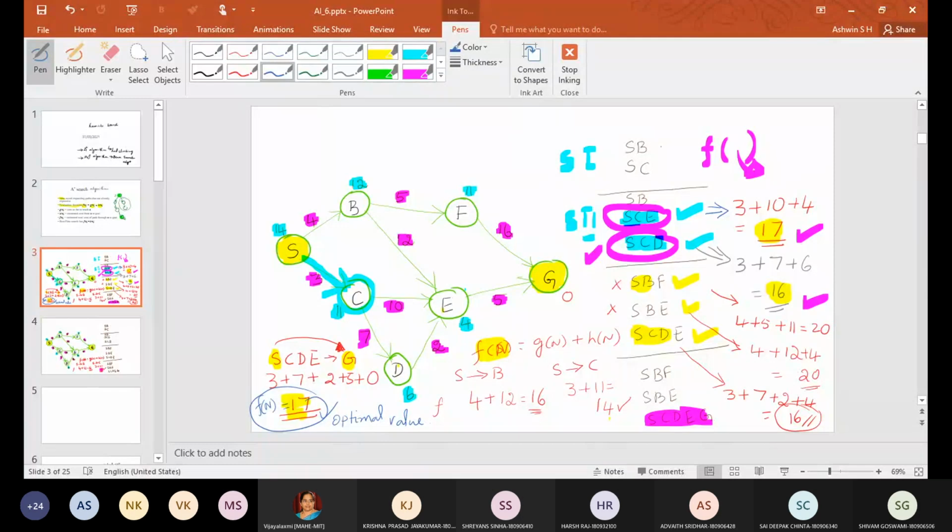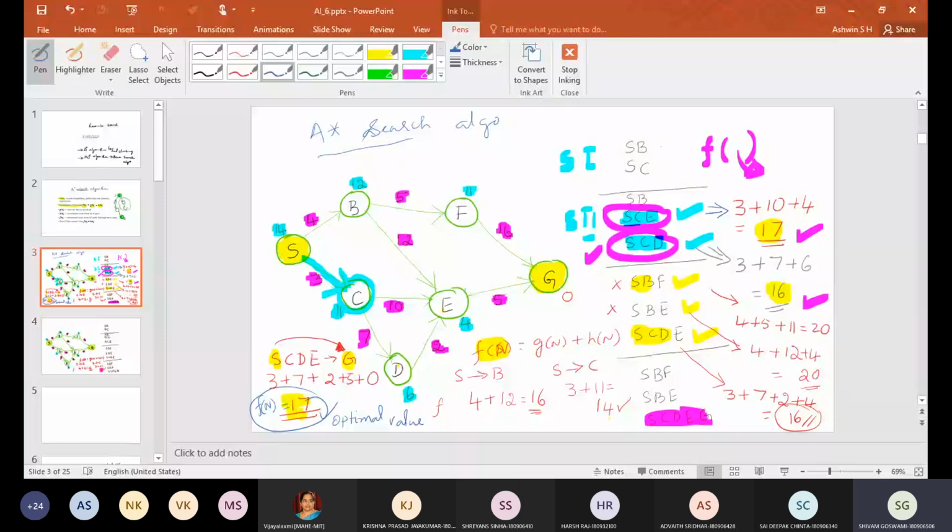This is how the A star search algorithm works. Is it clear? Anybody?